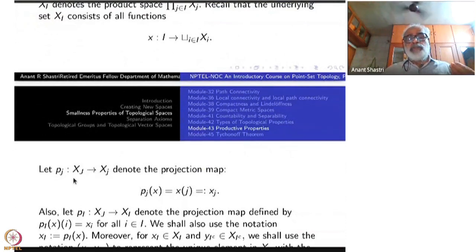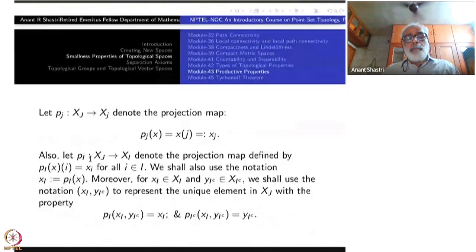Then we have these projection maps p_j from X_J to X_j. What are these? p_j of any x, where x is a function, remember, you evaluate x at the element j, so x of j, and this is another notation, x_j. This is our usual coordinate notation. I don't want to give up that one, but I have given up the ordered tuples, ordered pairs and so on.